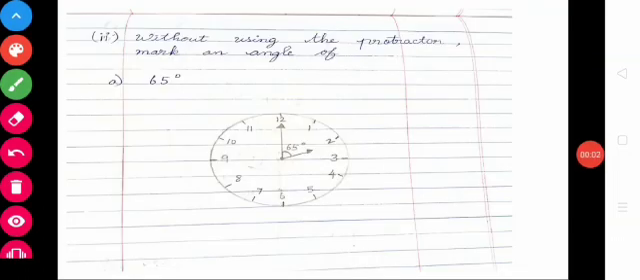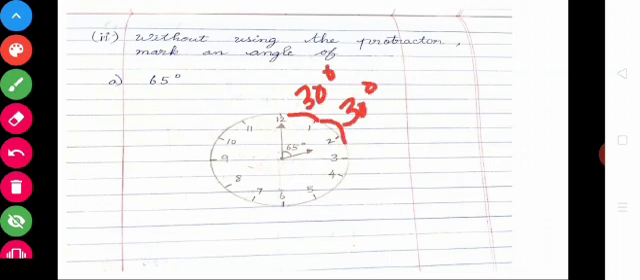Without using the protractor, mark an angle of 65 degrees. Consider this: 12 to 1 is 30 degrees and then 1 to 2 is 30 degrees. 30 degrees plus 30 degrees is 60 degrees. After 60 degrees, slightly before that line, consider it 5 degrees. 60 degrees plus 5 degrees is 65 degrees. The long hand is on 12 and the short hand is slightly different, between the numbers 2 and 3. Mark the angle, it is 65 degrees.